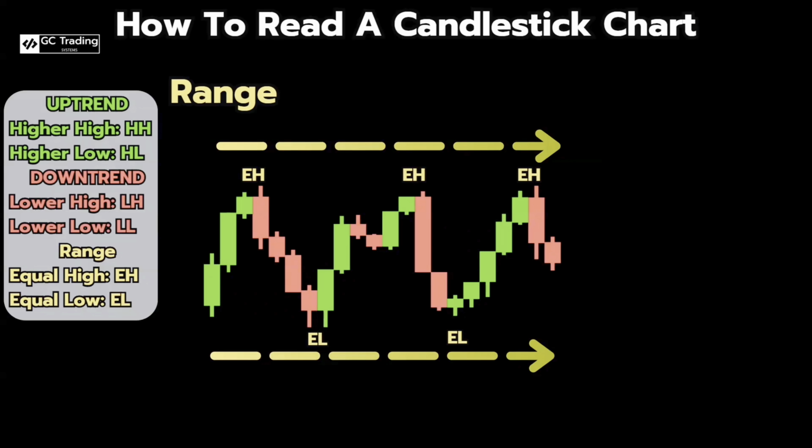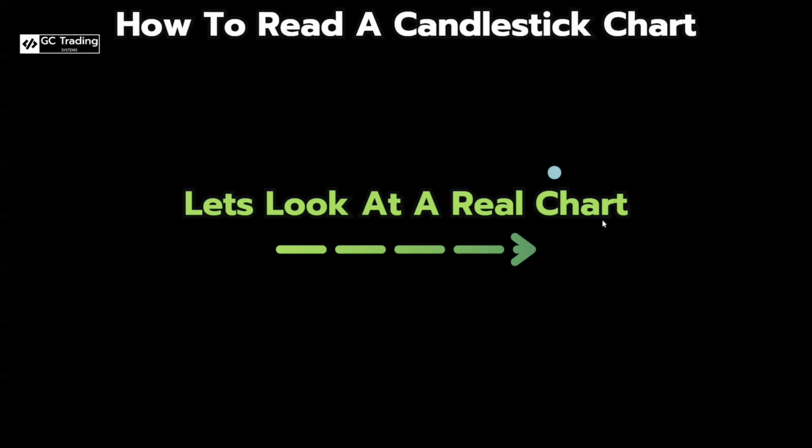All right. And a good way to identify a range is to look for equal highs and equal lows. So you can see right here, equal highs, pretty much just equal right here, equal lows right here. Does not have to be exact. You know, it can kind of dip down a little bit, but for the most part, you can just see we are going sideways.